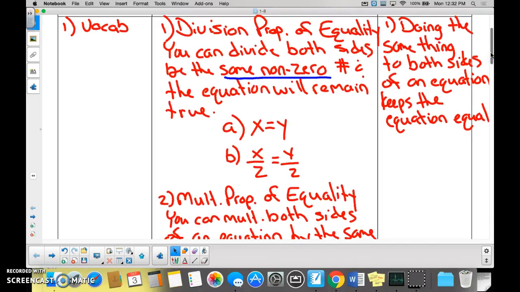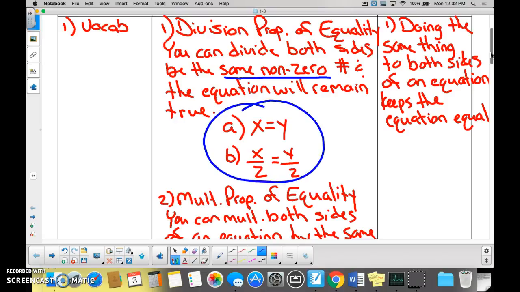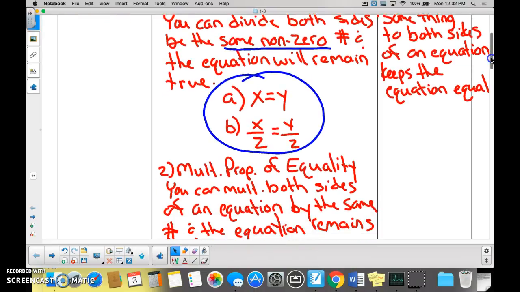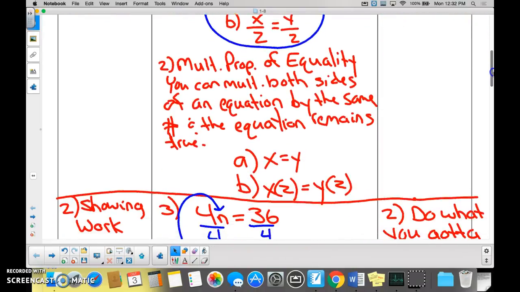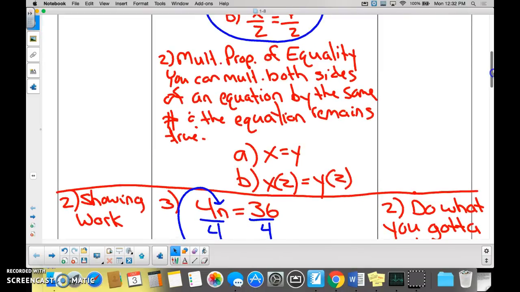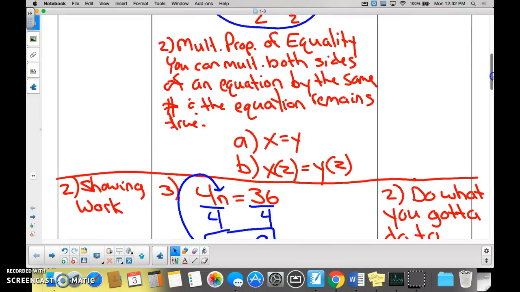Does everybody understand this part right here? Yes. If x equals y, x divided by 2 is going to equal y divided by 2. Yes or no? Yes. Okay, and then that's when I move down to the multiplication property of equality, same thing. If x equals y, 2 times x is going to be the same as 2 times y because we're doing the same thing on both sides.